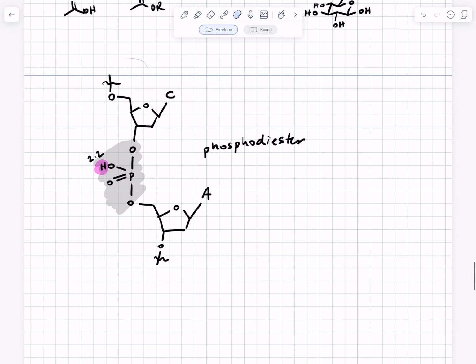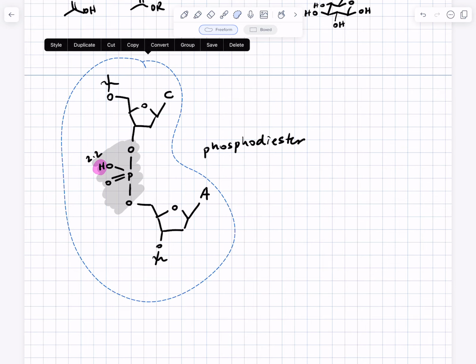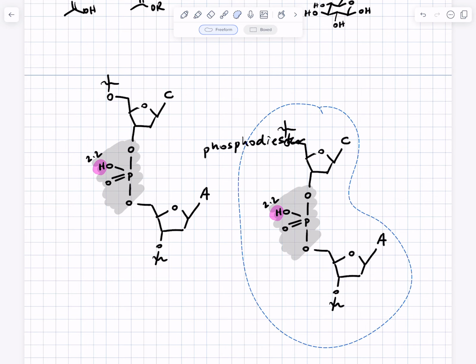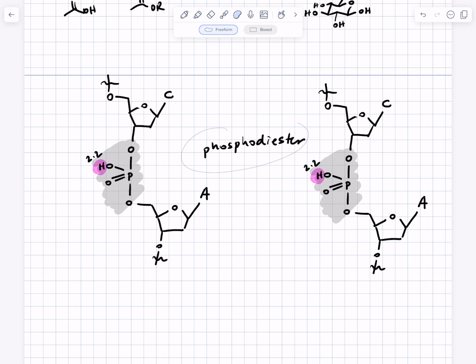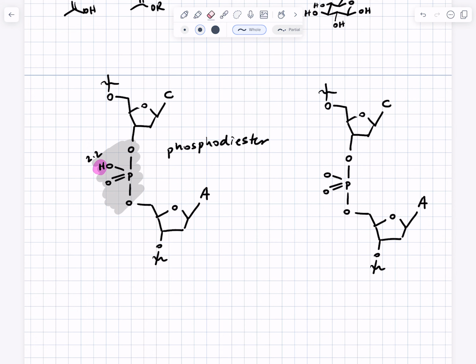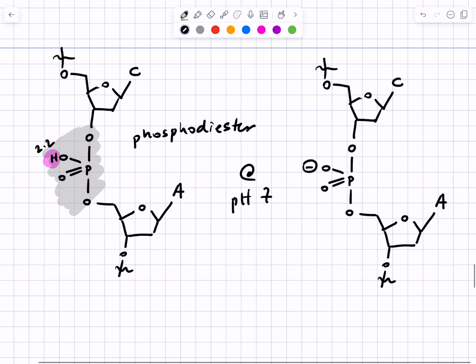Off. That's really important because that tells you that this part of the DNA molecule at physiological pH should be negatively charged. People will talk about this as the sugar phosphate backbone of DNA, and these are the nucleobases. The sugar phosphate backbone of DNA is negatively charged.